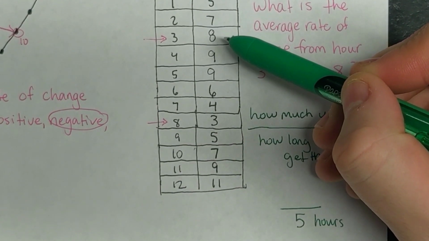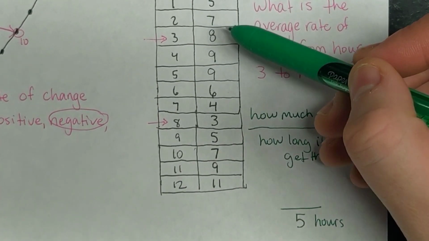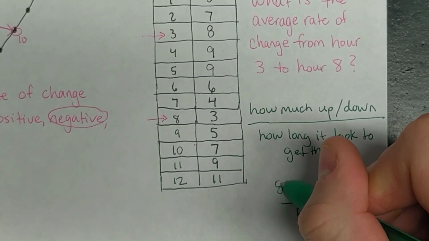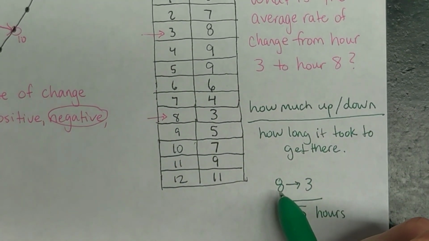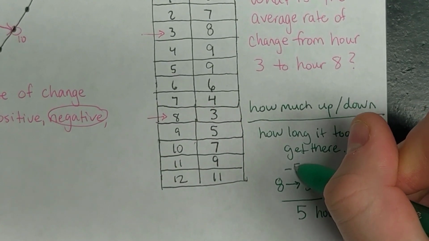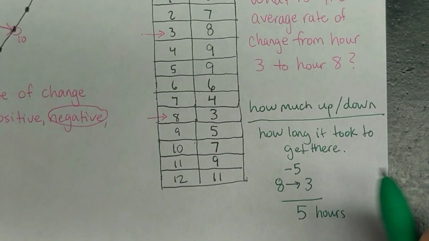Then I'm going to look at the values and what happened. So at hour 3, it was at 8. At hour 8, it's down to 3. So it went from 8 to 3. If I was figuring out what happened, I would say that it went down 5. So 8 to 3 is down 5.